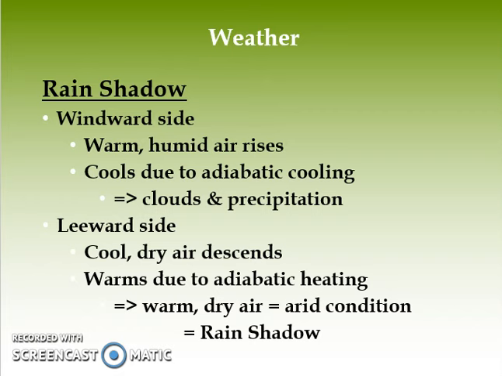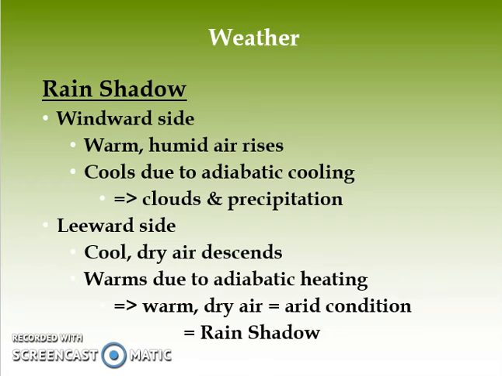Once that air goes up and over the mountain, it's dropped all its precipitation, so now it's dry. And of course, it's going to go through adiabatic heating as it comes down and increases in pressure. So you're going to get warm, dry air on the other side of the mountain. So you get arid conditions, deserts basically, and this is the rain shadow effect.